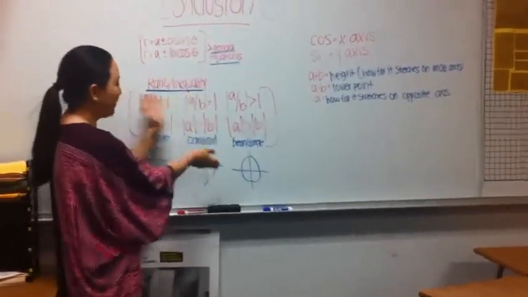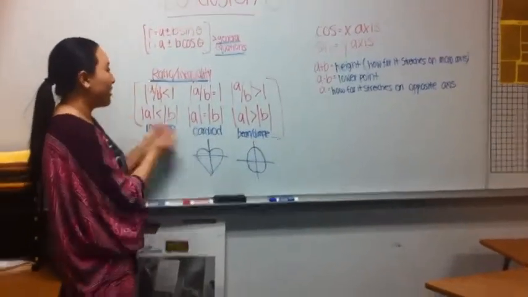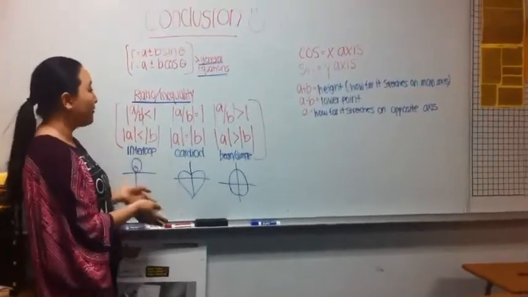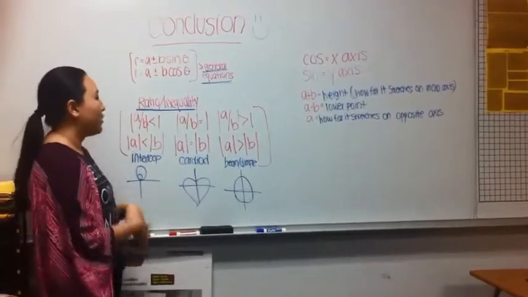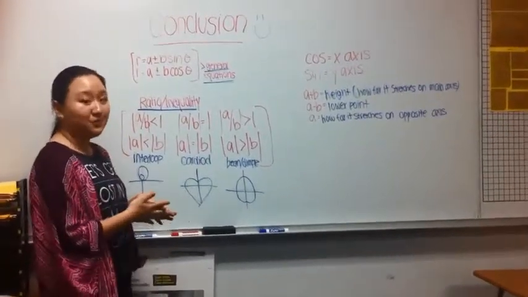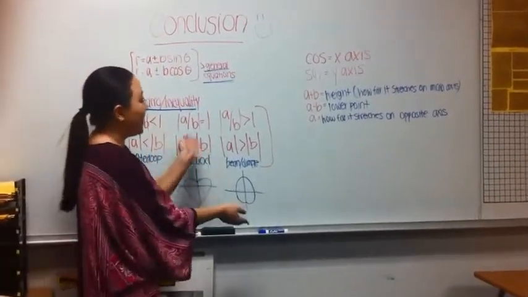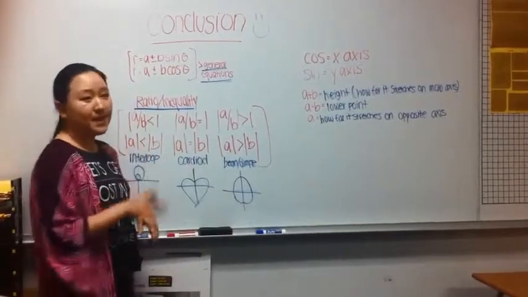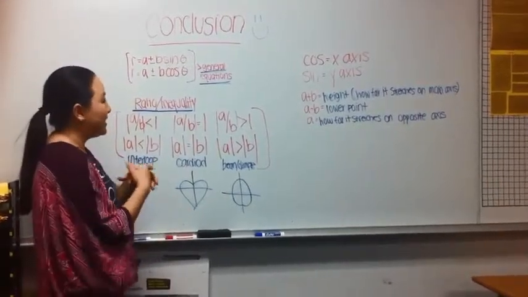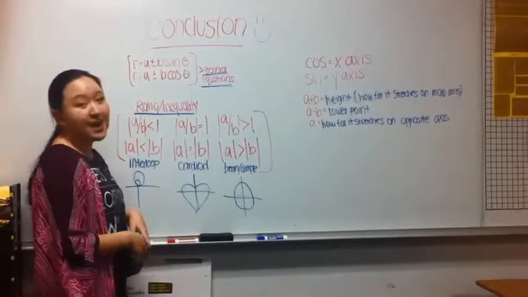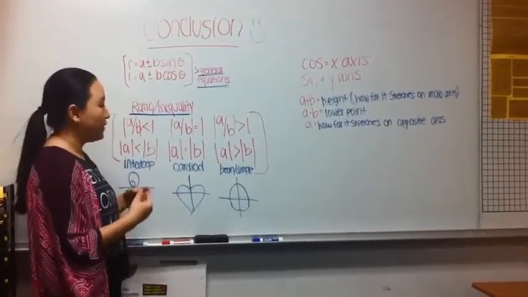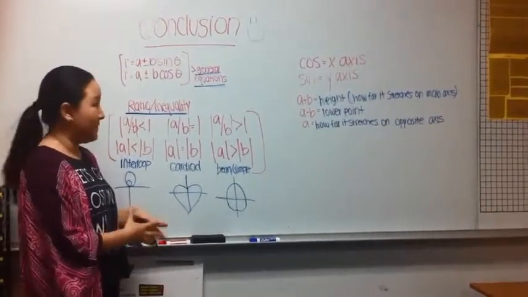And then in the middle here is a cardioid, and you're going to have a cardioid if the absolute value of a over b equals 1, or if the absolute value of a equals the absolute value of b. And finally, we have the last shape, which could be called a bean or a dimple, and that is if the absolute value of a over b is greater than 1, or if the absolute value of a is greater than the absolute value of b.